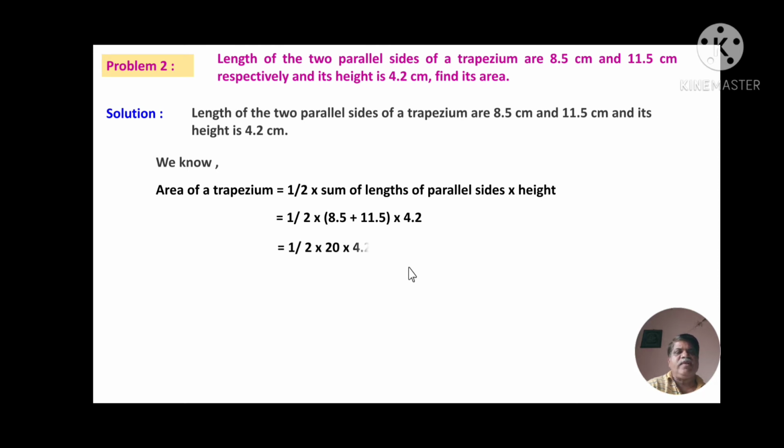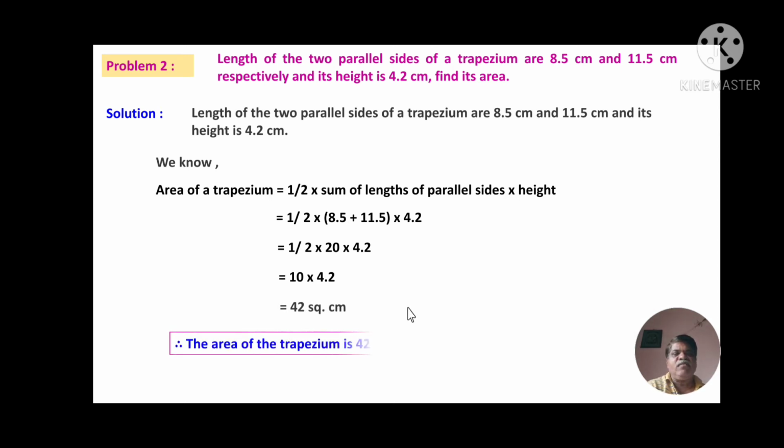Therefore, half into 20 into 4.2, which could be written as 10 into 4.2. So, that is the product, 42 square centimeter. So, you can write verbally in words that the area of the trapezium is 42 square centimeter. Friends, this is a very important formula that you must know.